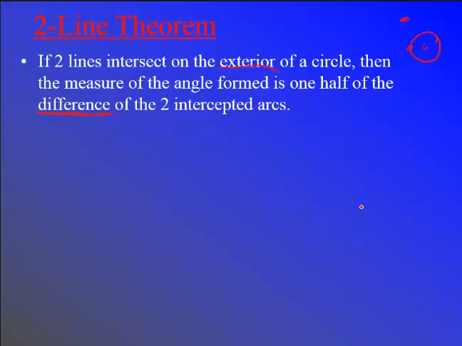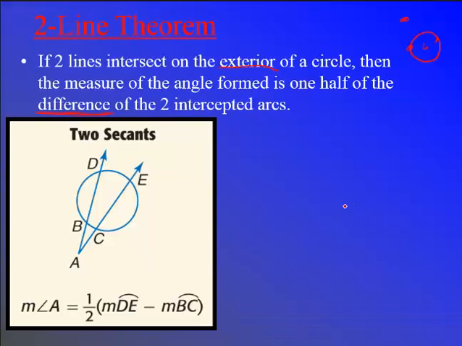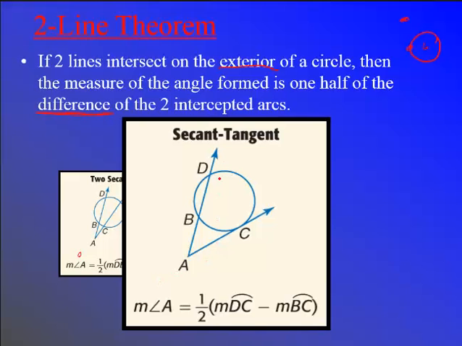But there's 3 different pictures we could draw here. The first one is if we have 2 secants. Remember, a secant goes through the circle. It touches at 2 points. So this is a picture of what 2 secants would look like. But still, notice their intersection is on the outside of the circle. We can also have a secant and a tangent. Here is a secant going through the circle, a tangent touching at just 1 point. But both have the intersection on the outside.